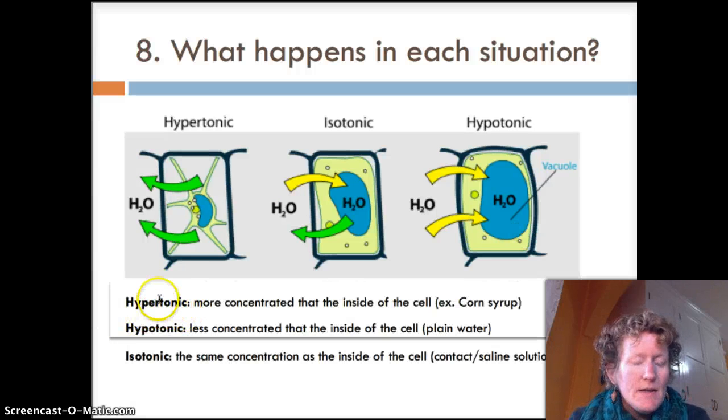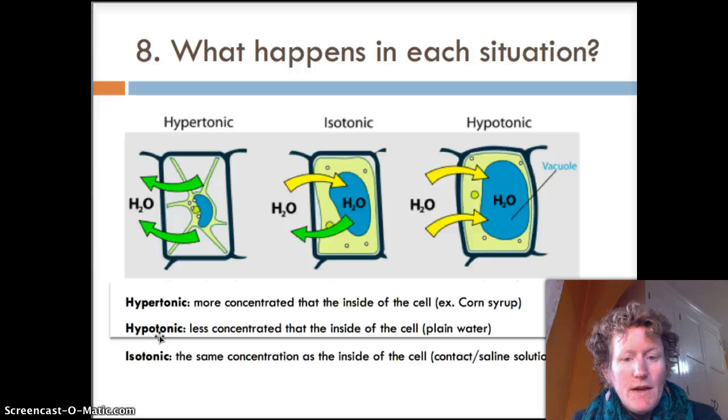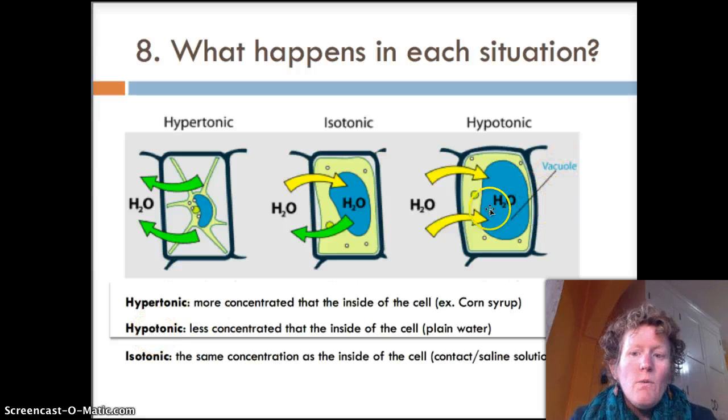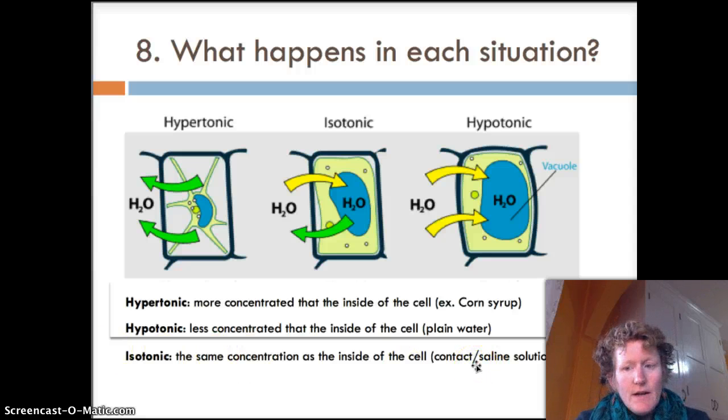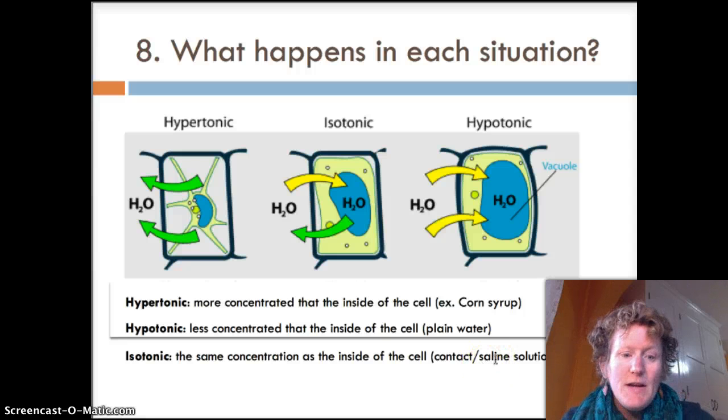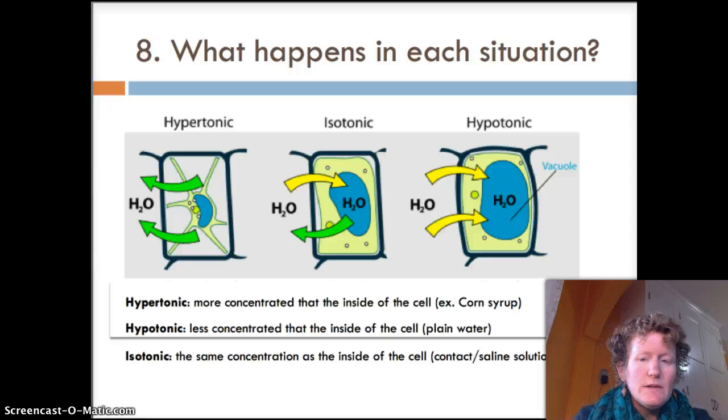So hypertonic is the corn syrup. Water leaves the cell, or the egg in this case, since we're using that as a model. Hypotonic is the plain water. Water comes into the cell, or in this case the egg. Isotonic is the same and it remains the same. Things that are isotonic are saline solution that a hospital might use to give someone an IV, or your contact solution is pretty much isotonic to your eyes so it doesn't hurt.